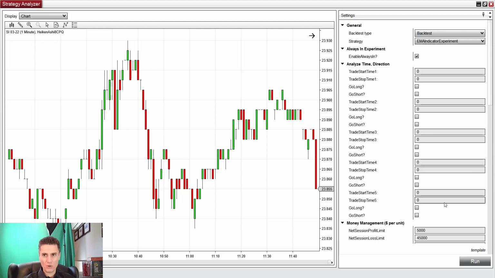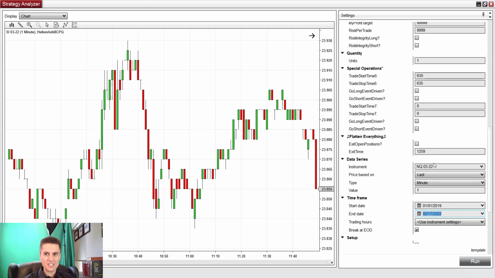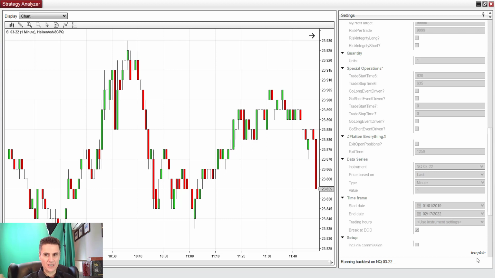So this is the 5 crossing over the 20. We are back testing NQ. All right, here we go. So this is going to take a minute for it to load here because it's crunching numbers for 3 years, more than 3 years of data.